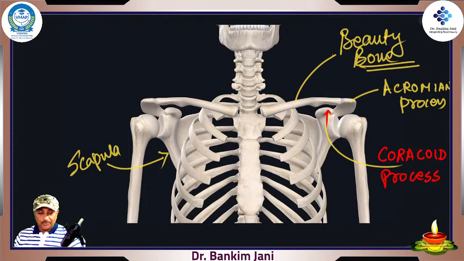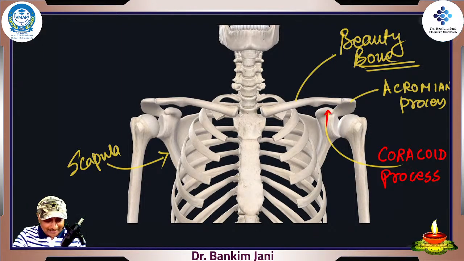Whosoever has given the names, they must be so creative, because coracoid is like the beak of the crow, kauve ki chonch, right? Now I don't know which type of kauva it is, but anyway, this is the coracoid process. Process means extension. This is the bone, and then something is protruding. If it is very big, then it is called a spine.